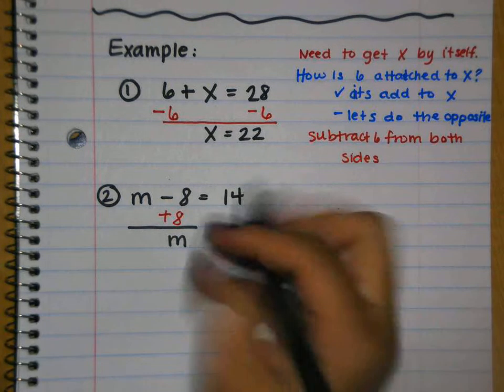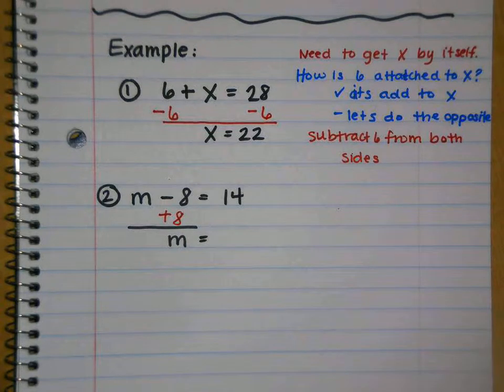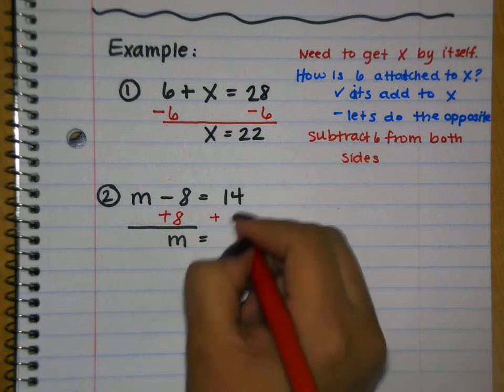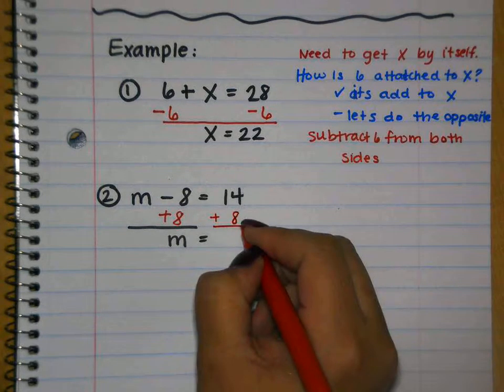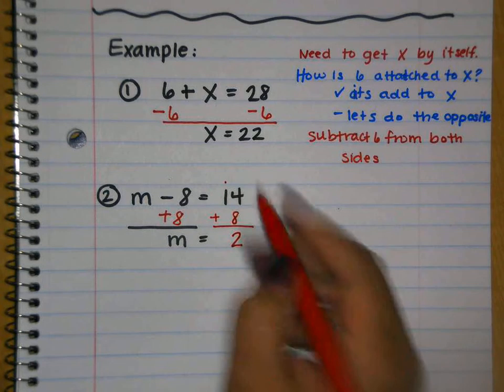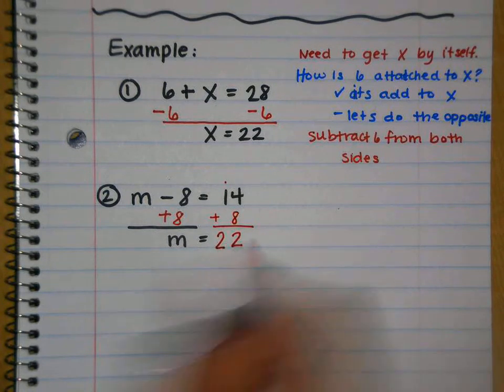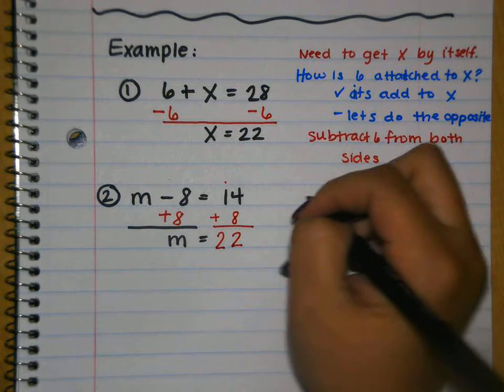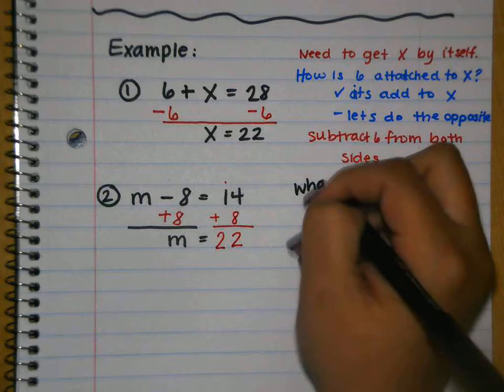So that gives us m over here, because the minus 8 plus 8 goes away. But anything we do to one side, we have to do to the other to balance it out. So we're going to add 8 to this side, leaving us with 22. Okay, so whatever we do to one side, we do to the other. So I'm going to make a note of that.